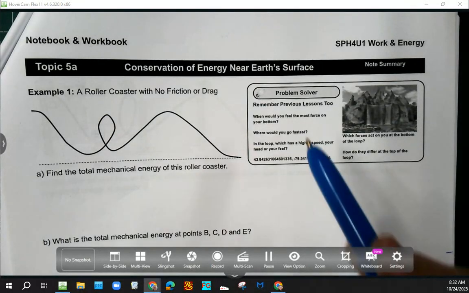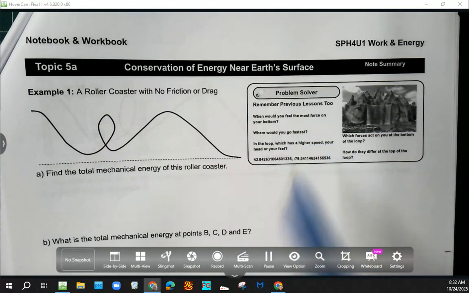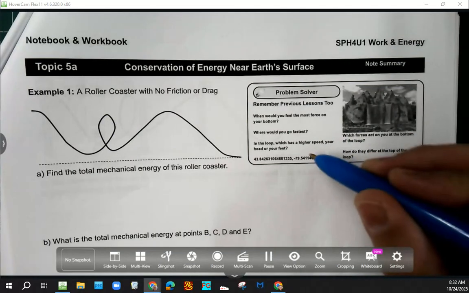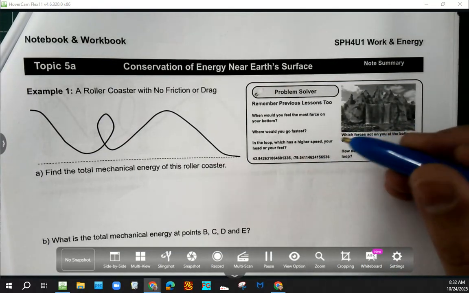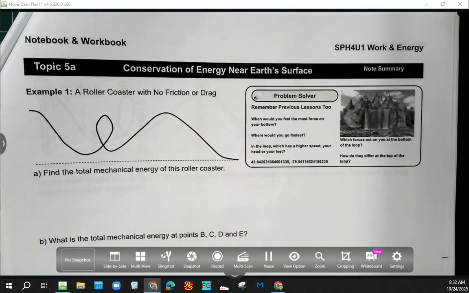What does it say here? It says, remember previous lessons too. When would you feel the most force on your bottom? Ooh, that's an exciting thing. Where would you go the fastest? Ooh la la. And in the loop, which has the highest speed, your head or your feet? All right, so questions to ask ourselves as we're going along, okay?